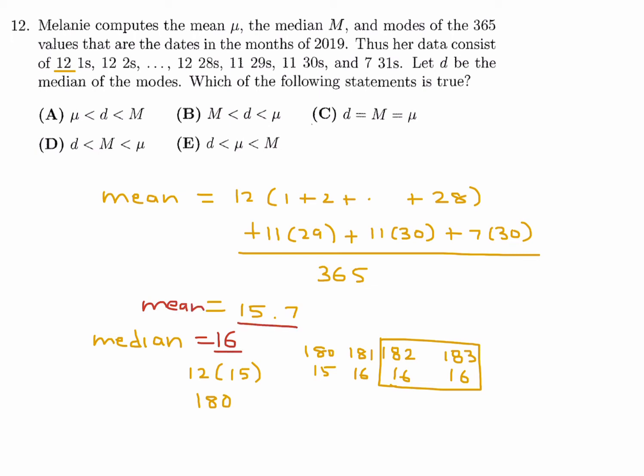Now we have to look at the next thing, which is the mode, or actually in particular D, which is the median of the modes. Well, the modes, first of all, are the ones that appear the most, and there's a tie.